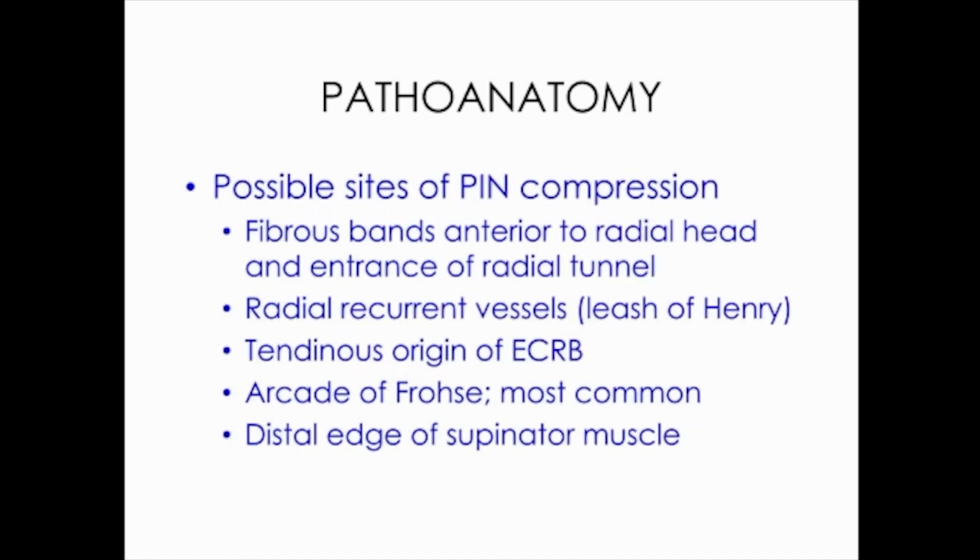So there are several sites of possible compression of the posterior interosseous nerve. The fibrous bands anterior to the radial head at the entrance of the radial tunnel, the radial recurrent vessels of the leash of Henry, the tendinous origin of the ECRB, the arcade of Frohse, the proximal margin of the supinator, which is the most common site of compression, and then the distal edge of the supinator.